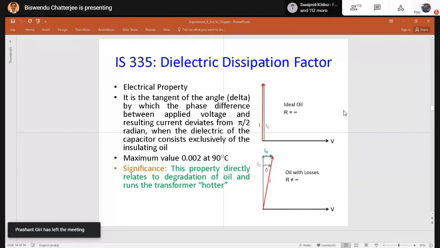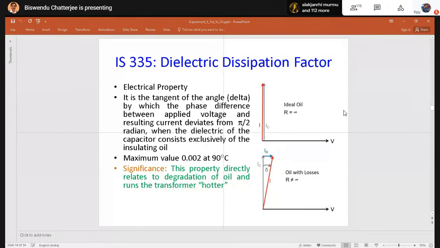What is the consequence? If you find the capacitive current is lagging from 90 degrees, the angle by which it lags is called the delta, or the loss angle, and tan of this angle delta gives you the dielectric dissipation factor. Can you see how much it is allowed?